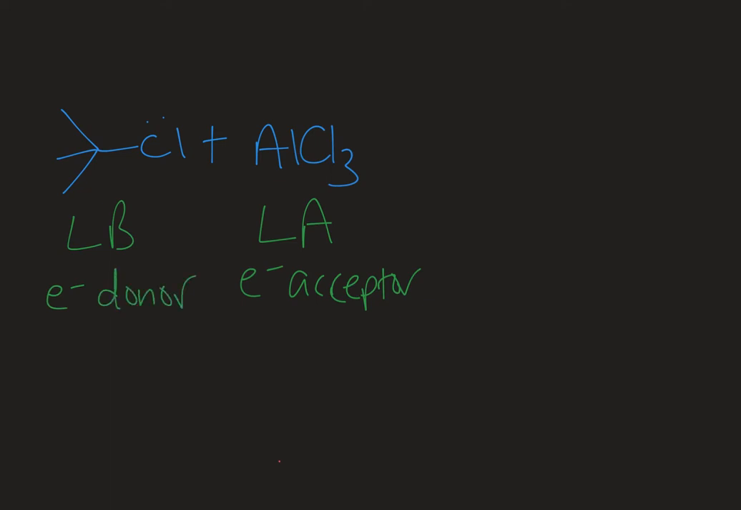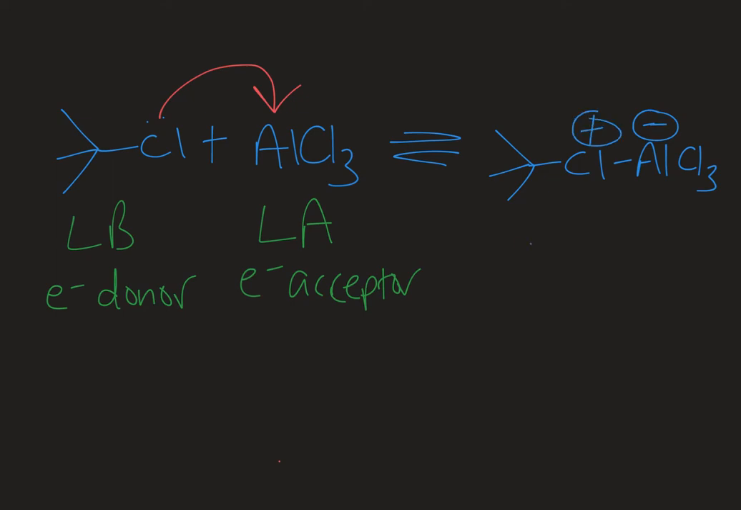So the chlorine will donate electrons to the aluminum, which has an empty p orbital, and that will give us a structure that is a Lewis acid base complex and generate a really good leaving group, which will allow for our electrophile to be generated. So here's my Lewis acid base complex, and essentially what I've done here is just made a good leaving group that will generate my electrophile.